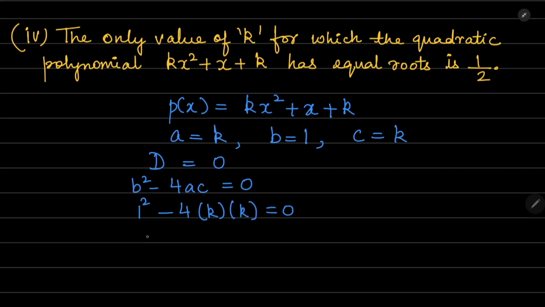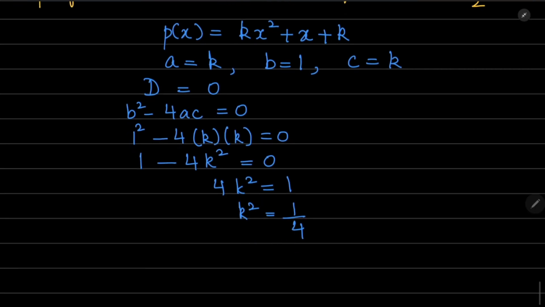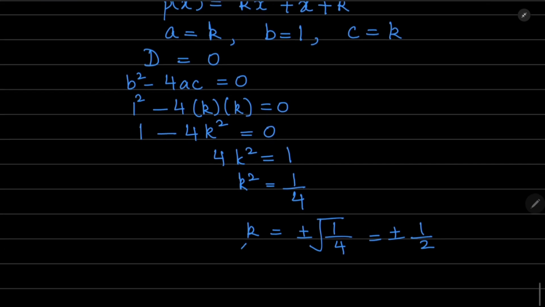Right? So 1 minus 4k square equal to 0, or 4k square will go to the other side, 4k square equal to 1, or k square is nothing but 1 by 4, or I can write k is equal to plus or minus root of 1 by 4, which is nothing but plus or minus 1 by 2. So k can have two values, right? It can either be plus 1 by 2 or it can be minus 1 by 2.